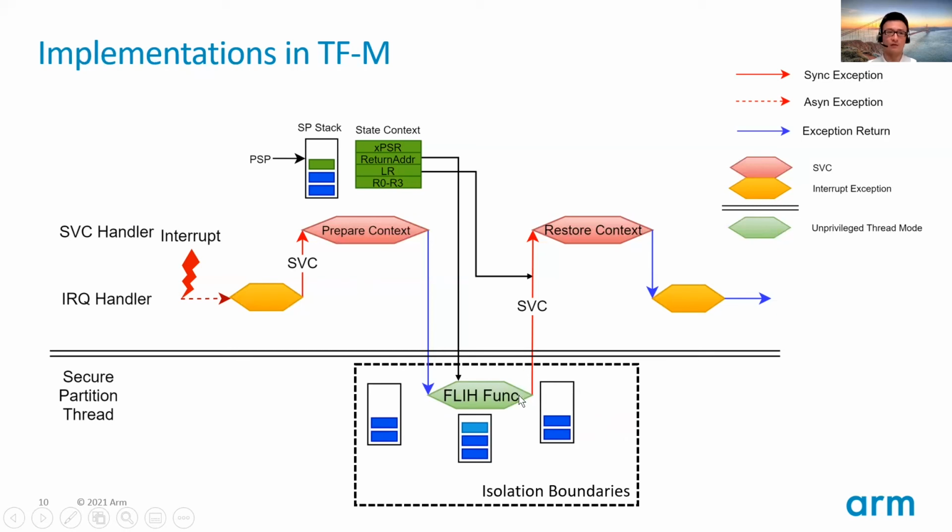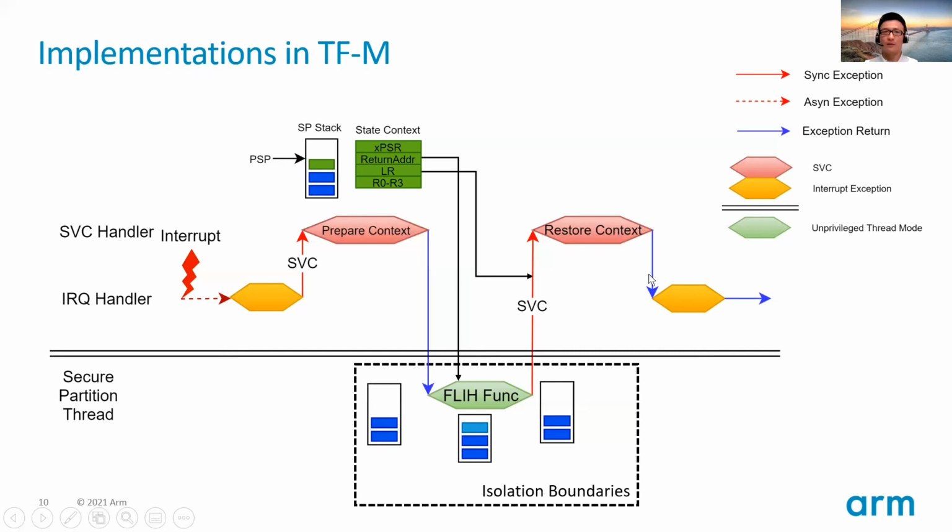Yeah, and then when the FLIH function returns, another SVC is called to restore the context, which is mainly the reverse work of the preparing context. For example, to switch back the isolation boundaries if there was a switching, and switch back the PSP if there was a switch set up on the PSP. And there might be some other reverse works.